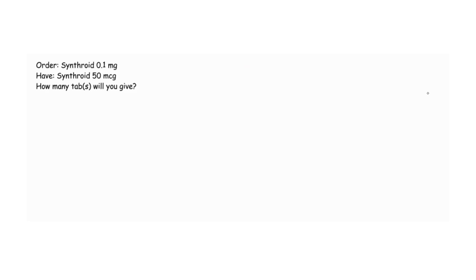We have Synthroid 0.1 milligram ordered, and we have available Synthroid 50 mics. How many tabs will you give? Let's go right into our dimensional analysis setup. We are looking for tabs. So we're going to put what tab we have. One tab is 50 mics.